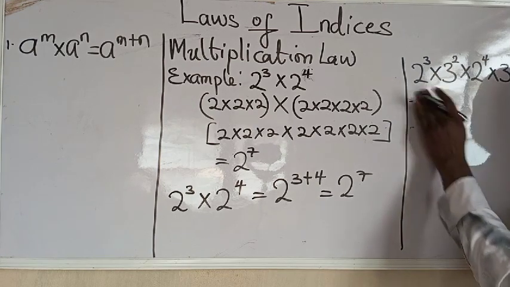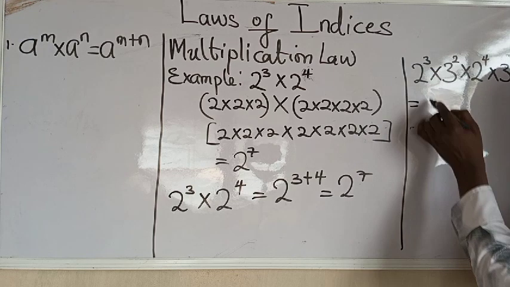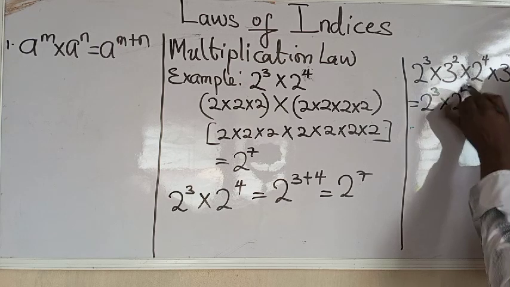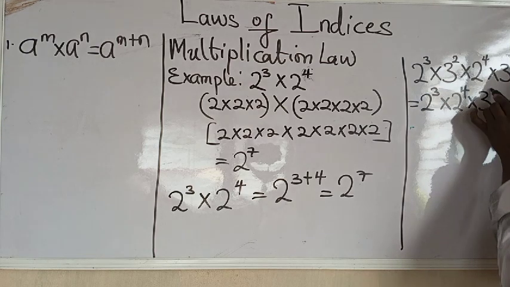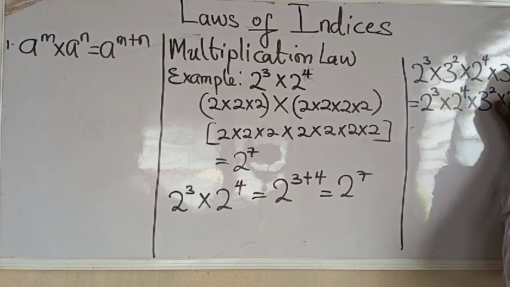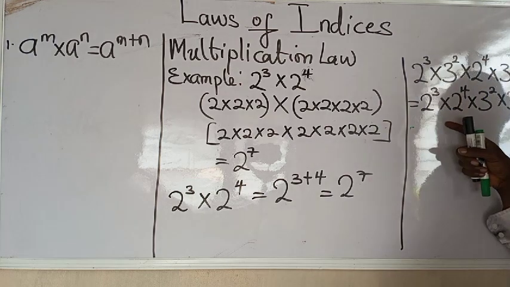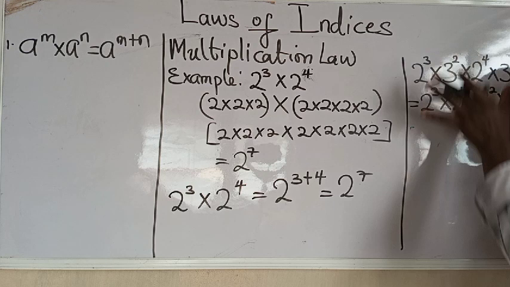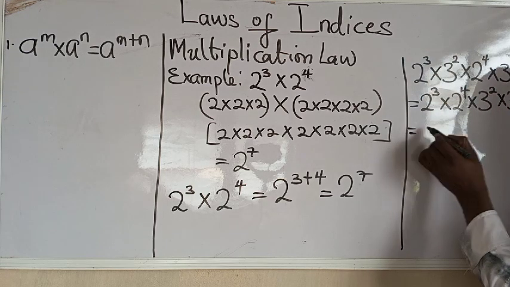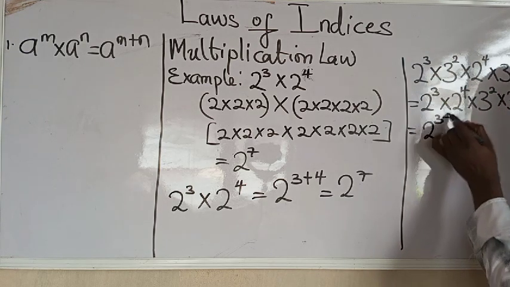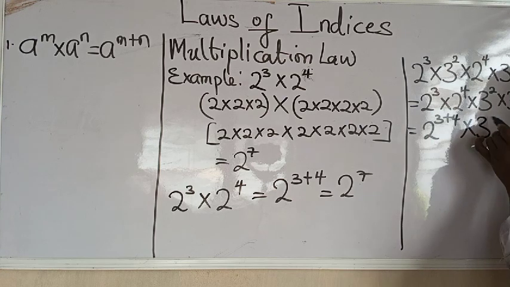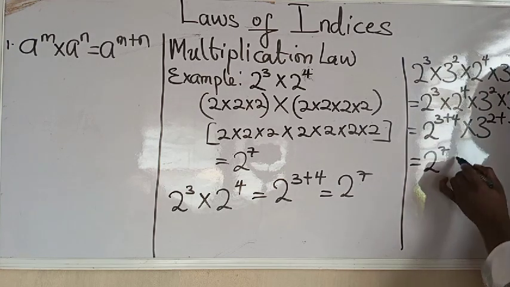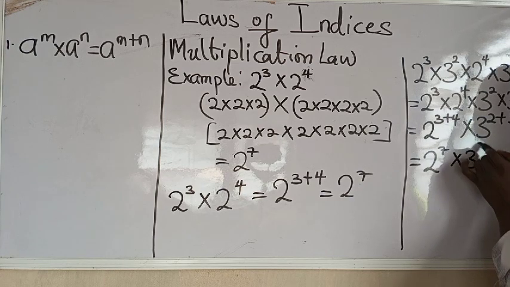I will say this is 2 raised to power 3 times 2 raised to power 4 times 3 raised to power 2 times 3 raised to power 5. Now, I have arranged these bases that were scattered. So from here, I will say this is 2 raised to power 3 plus 4 times 3 raised to power 2 plus 5. Which gives us 2 raised to power 7 times 3 raised to power 7.